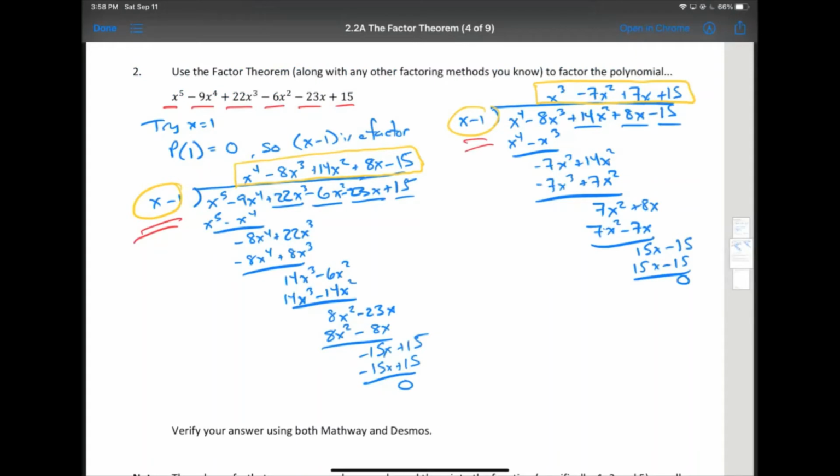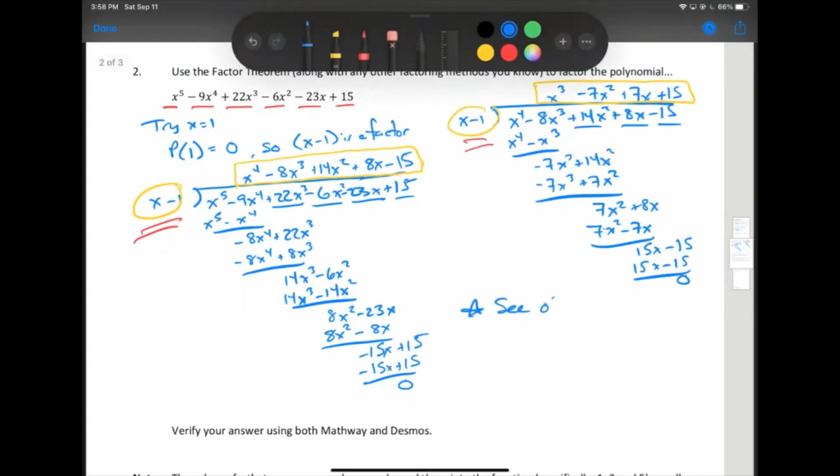So coming back over to our original page, see other sheet for more details. Our final answer was x minus 5, x minus 3, x minus 1 squared, x plus 1. And it says to verify our answer using both MathWay and Desmos. So let's take a moment and see if we can do that.